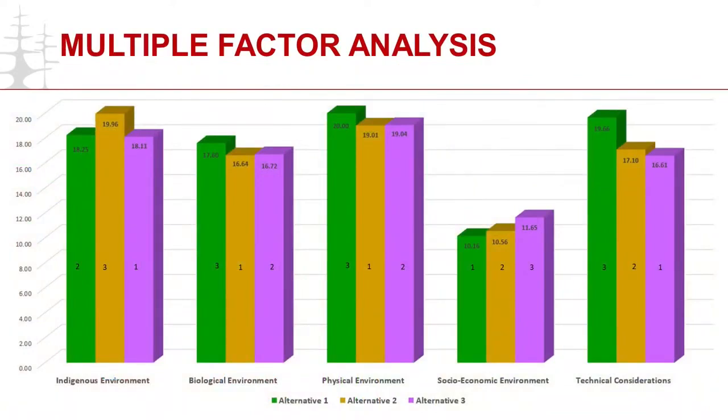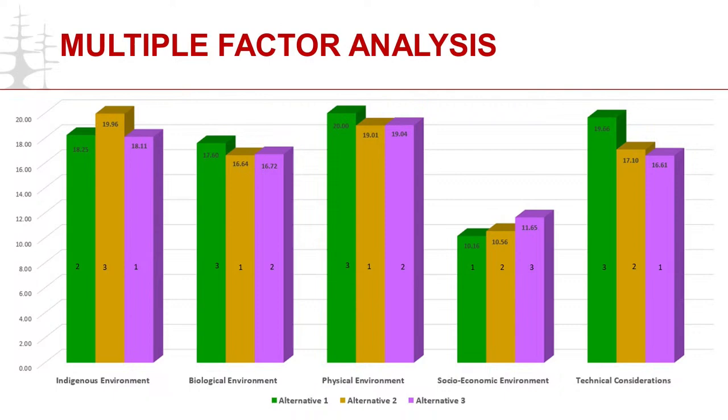So this bar graph here looks maybe confusing, but it actually really isn't. So I was talking earlier about the different factors involved: indigenous environment, biological environment, physical environment, socioeconomic environment, and technical considerations. We have all these different factors involved, and then we have the different alternatives associated with each, and then you have scores for each. So for example, alternative one had a score of, it looks like 18.75 for indigenous environment.